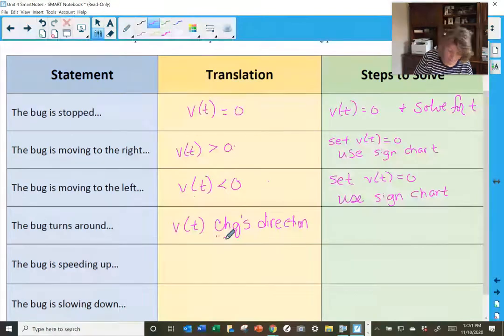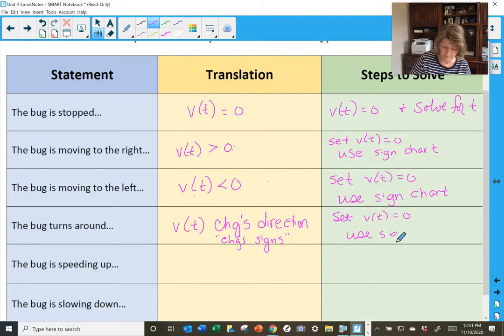Or it changes signs. Changes from a positive to a negative or negative to a positive on the velocity. Once again, what am I going to do? I would just say set v of t equal to 0 and use a sign chart. These sign charts must be a big deal, huh? They are.